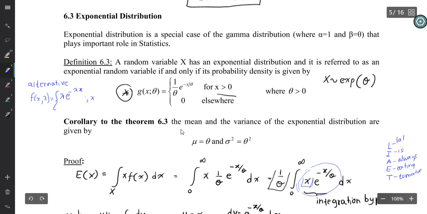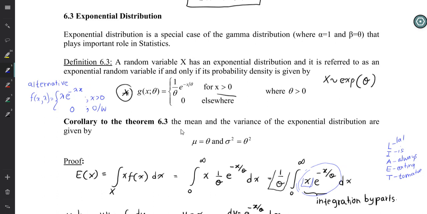So here's another way of expressing the exponential density. Rather than using 1 over theta, we use lambda. So 1 over theta is replaced by lambda, and you have lambda e to the power negative lambda x. That is an alternative form, but it's the same thing.